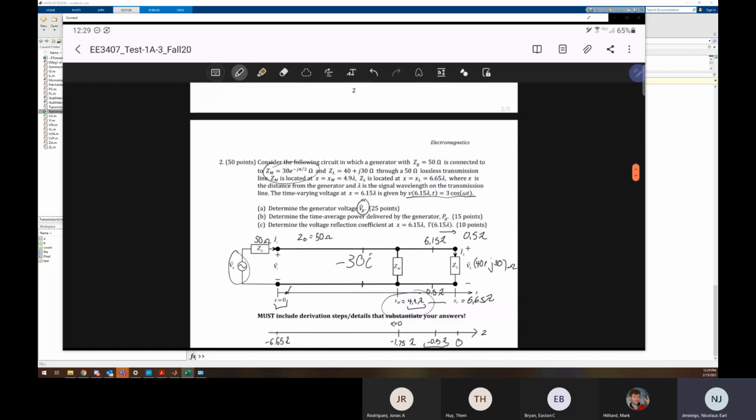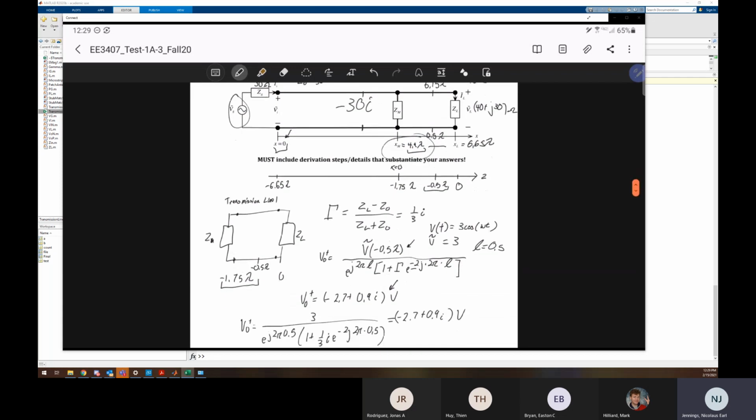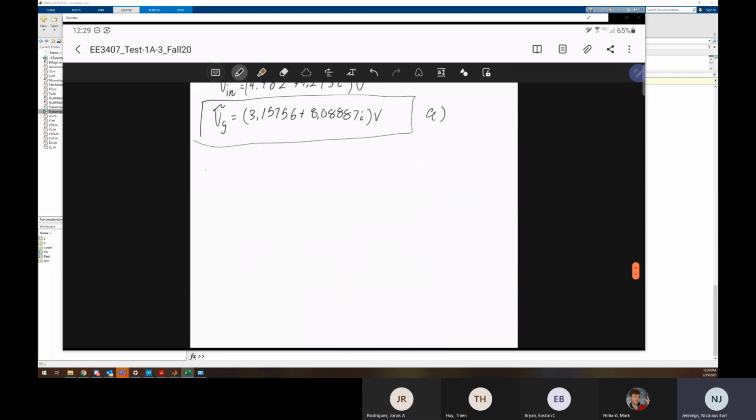Part B asks us to determine the power delivered by the generator. Luckily, we found the generator voltage, right? So what do we have to do now? We just have to determine IG, and we'll write out the power equation for that. Then part C asks us to determine the reflection coefficient. We'll get back to that after the power. So for part B, we'll solve for the power delivered by the generator. This was given by Sustav earlier as the real part of VG times the conjugate of IG.